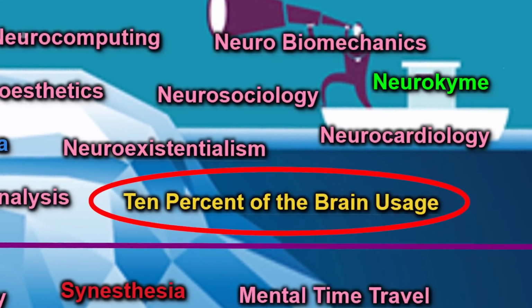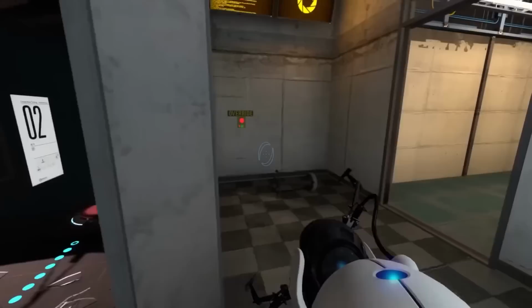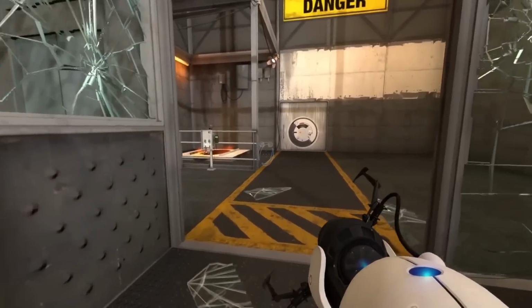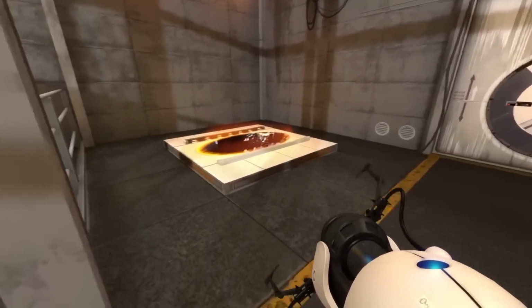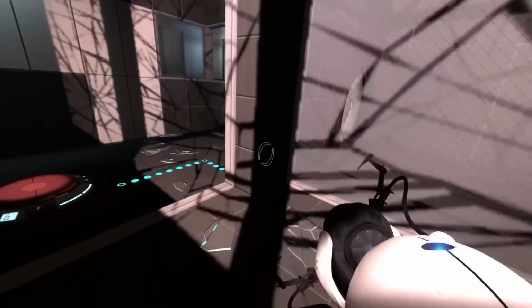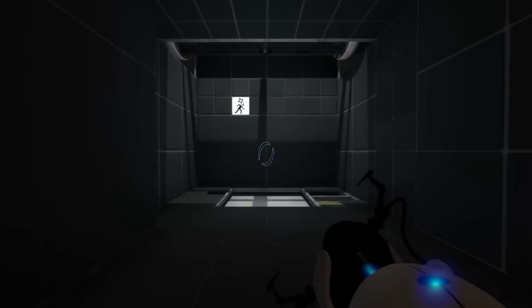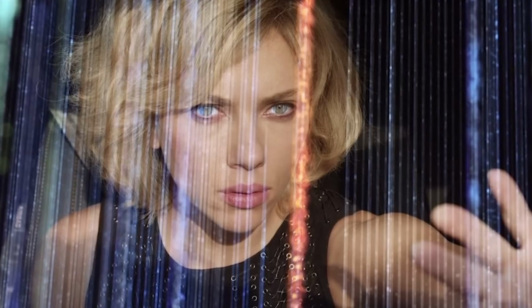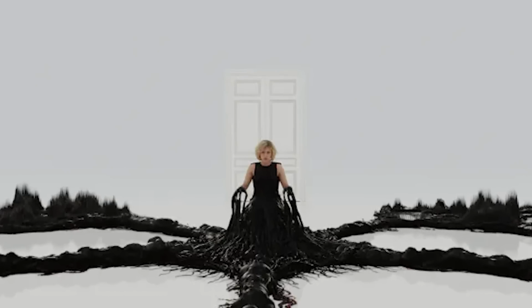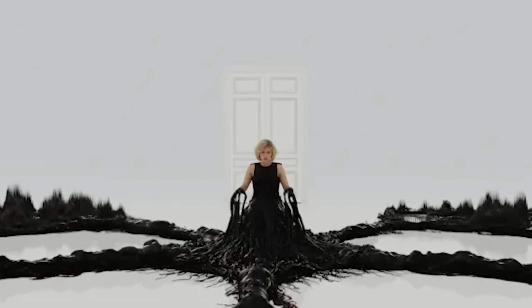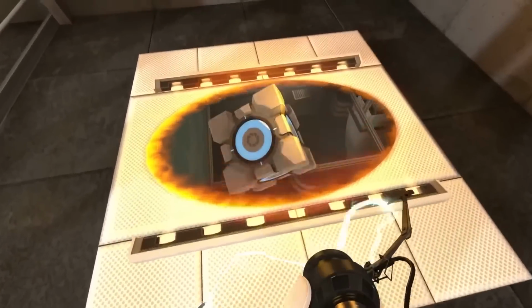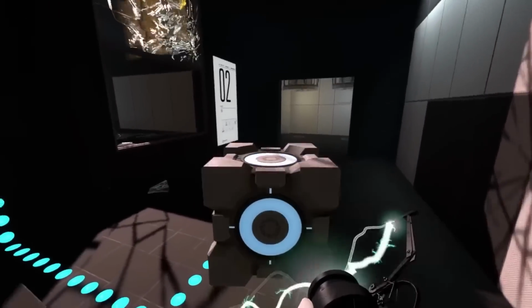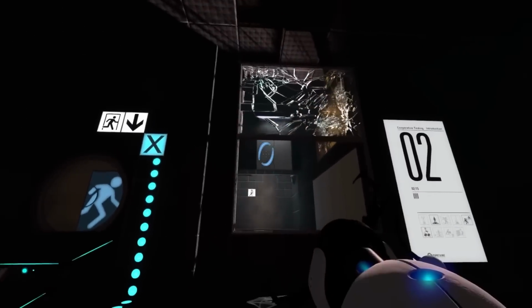Next up, we have the 10% of the brain usage. The "we only use 10% of our brains" myth is like one of those things that sounds kinda legit when you first hear it, but when you think about it, is totally ridiculous. It's the kind of thing that gets tossed around in motivational speeches or sci-fi movies like Lucy or whatever, where someone magically unlocks their full brain and becomes some kind of super genius, throwing cars around with telekinesis and shit. But here's the truth. The whole 10% of your brain thing is straight cap.